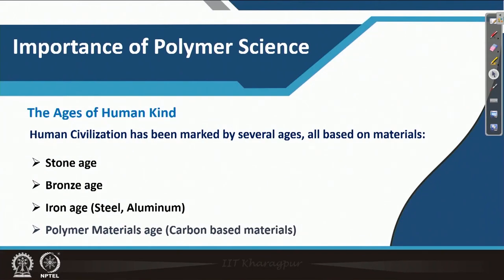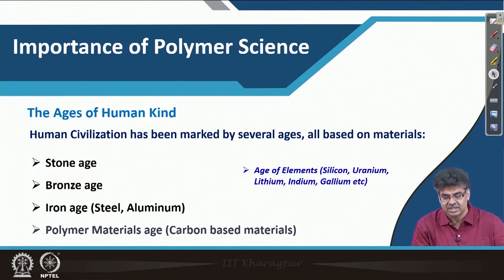Now, first question, of course, you will ask is why you need to get introduced to polymer science. If you go back about the ages of humankind, you will see that human civilization has been marked by several ages, which are all based on the materials which are mostly used. For example, we have Stone Age, Bronze Age, Iron Age, and now we have the polymer materials age. Of course, going forward we will probably have an age of elements, which includes silicon, uranium, lithium, and so on. But currently, we are in the age of polymers.